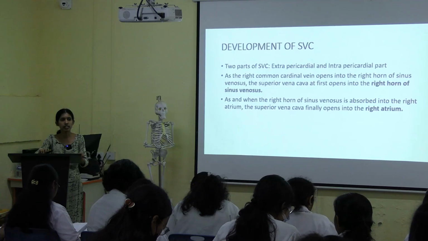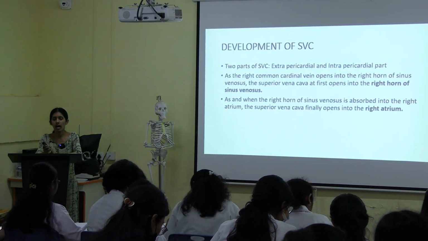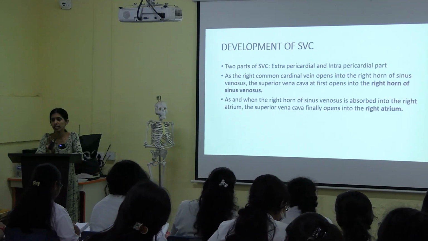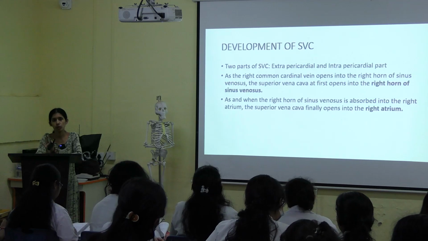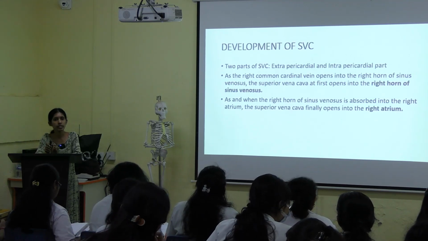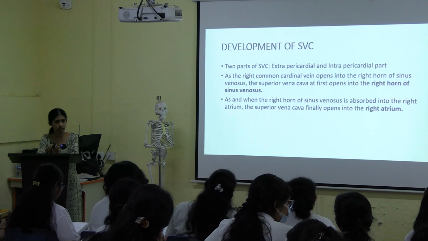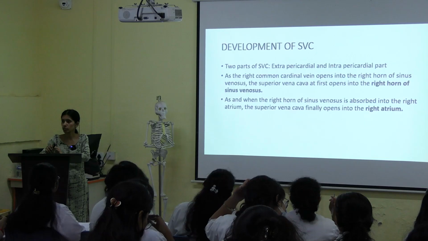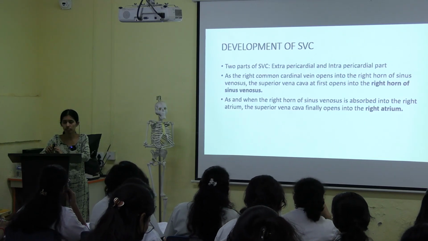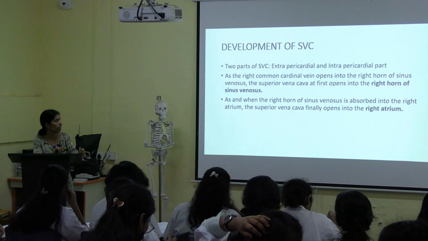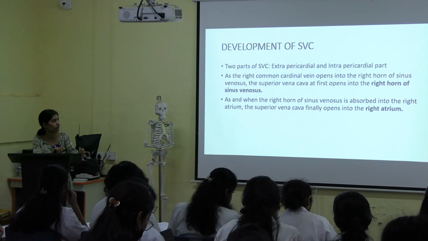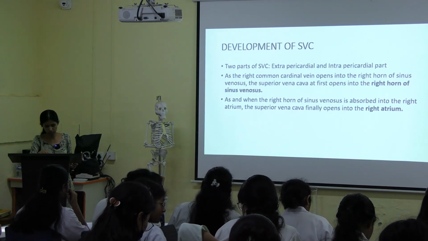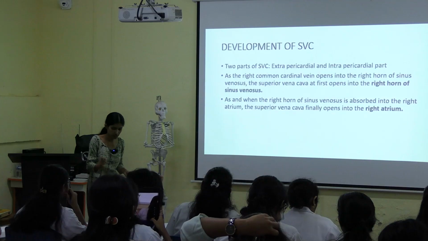Okay, listen. Next we have the development of superior vena cava. I hope the inferior vena cava development is clear for everyone. Any doubts? No? Okay, we are moving into the superior vena cava. What are the two parts of superior vena cava? Two parts we can see. Superior vena cava anatomy is also not finished. No? Okay. In the superior vena cava, we have two important structures, that is extrapericardial and intrapericardial part. Now, how is this superior vena cava formed? It will take only 2 minutes, okay?